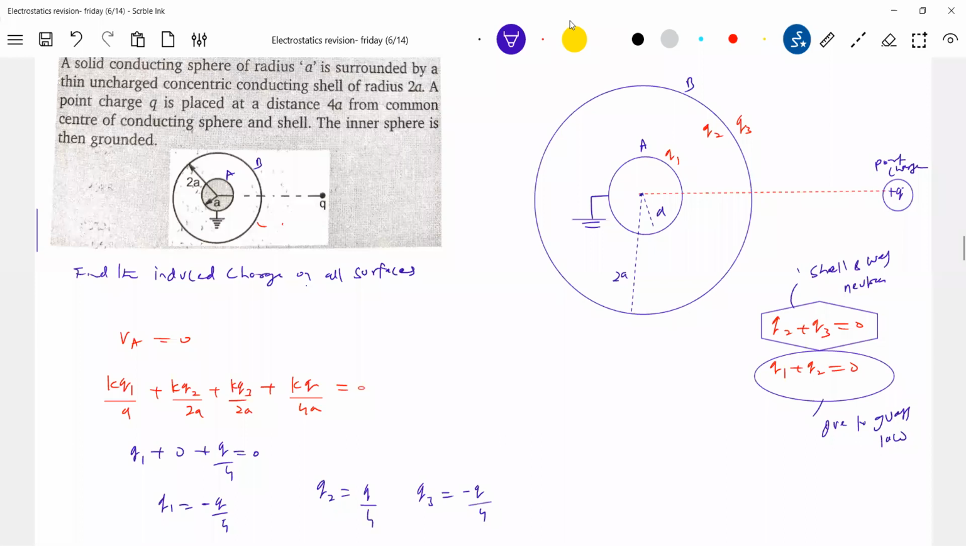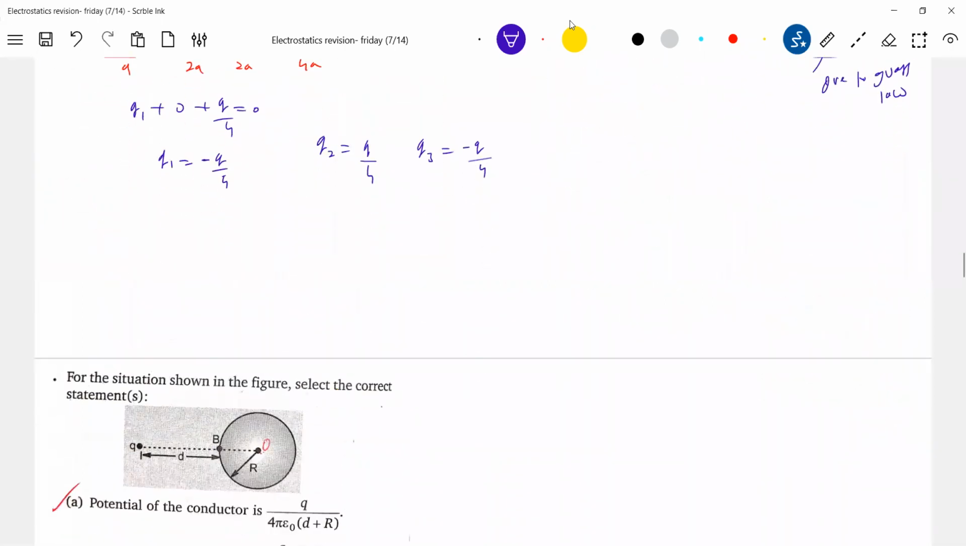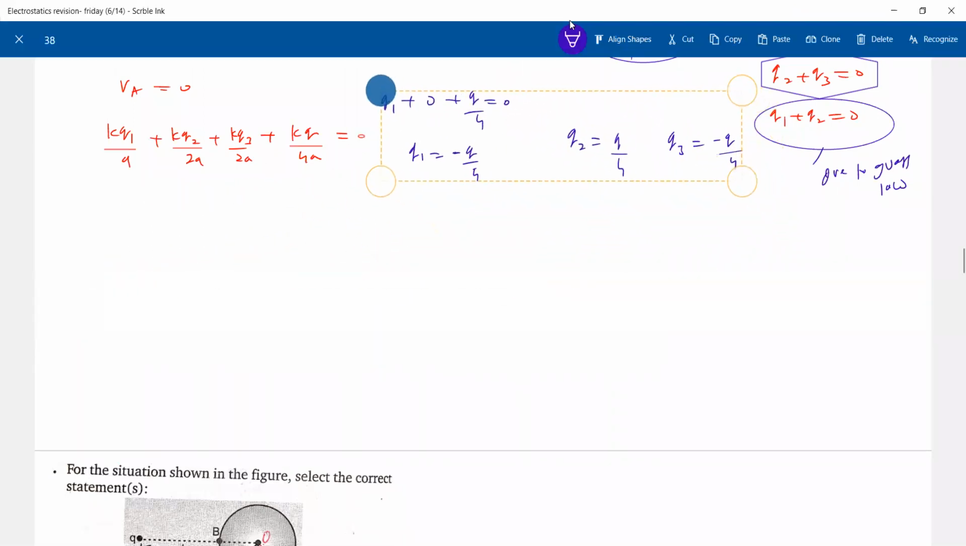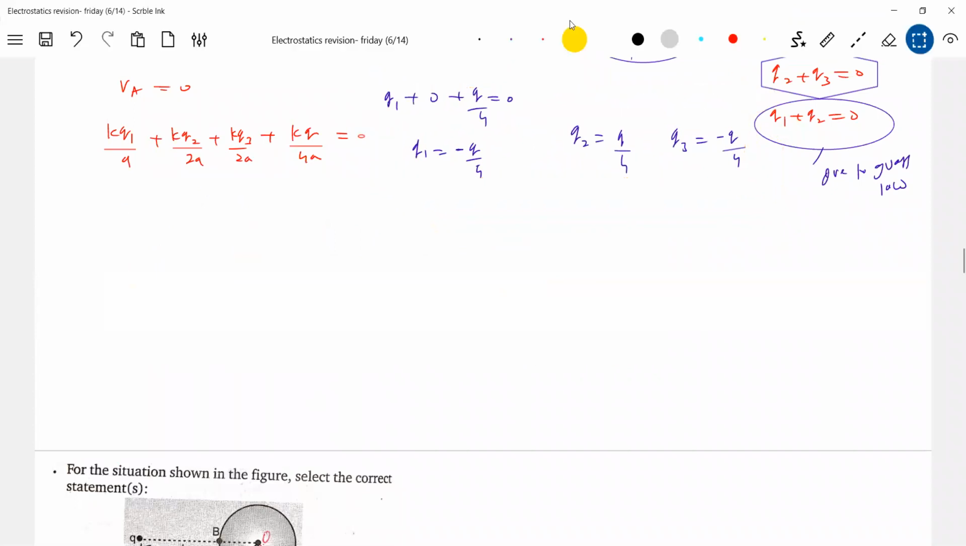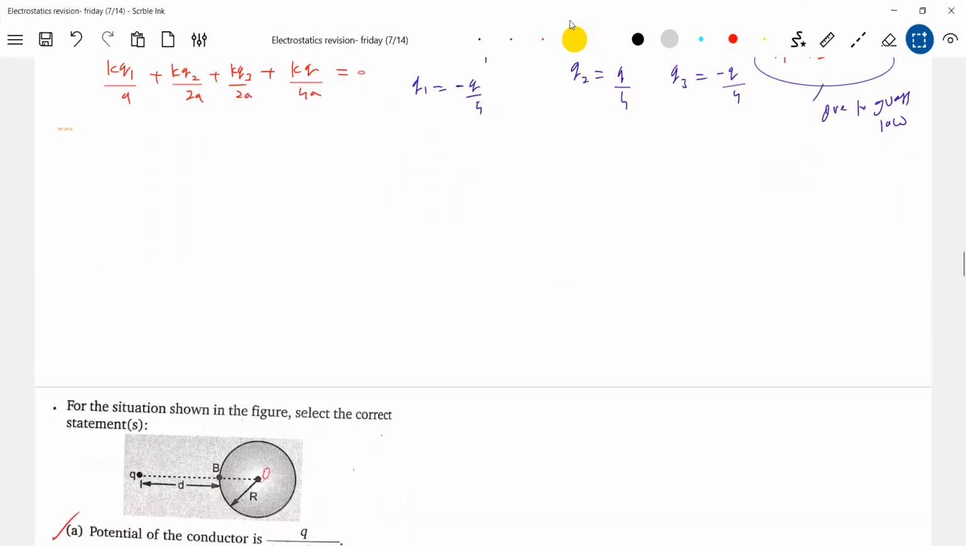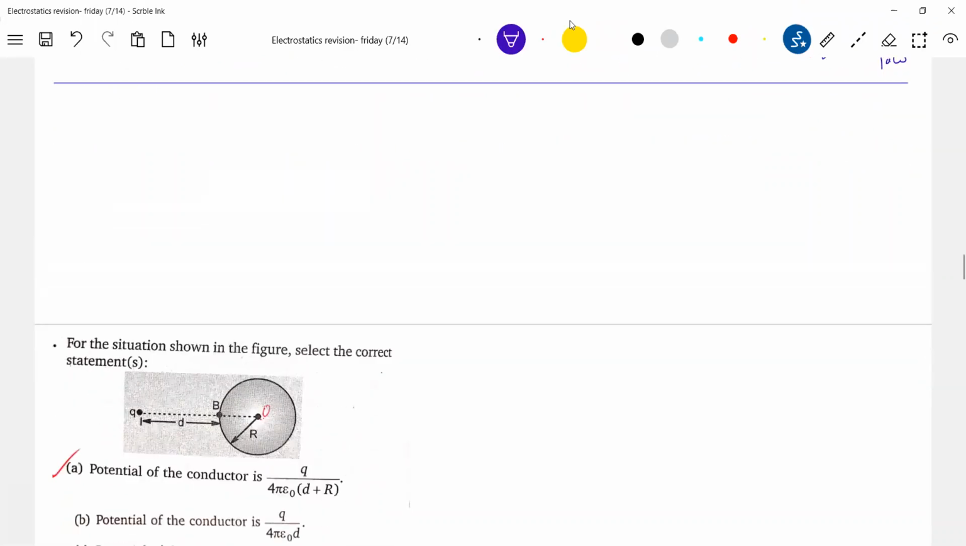What impact will there be if I earth the outer shell? This can be an asked question. We should be ready for that also. We'll continue the problem. We'll have a small discussion on this.